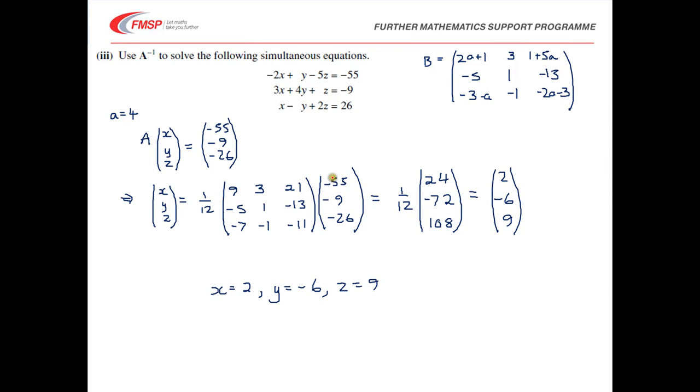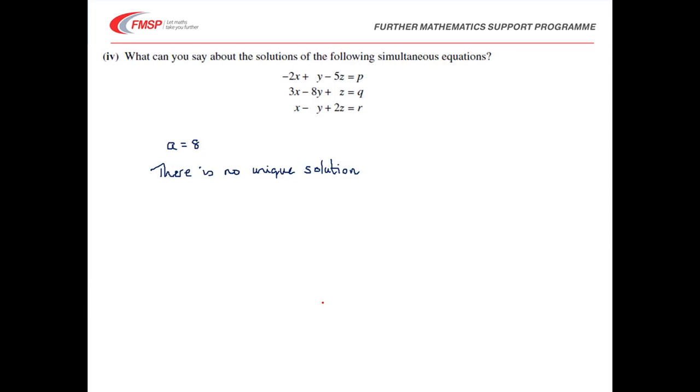For part 3, there's a mark for plugging 4 into the matrix B. There's a method mark for correctly attempting to use the inverse matrix, and then there are 3 answer marks for getting the correct 3 answers. And for part 4, there is just 1 mark for stating that there is no unique solution.